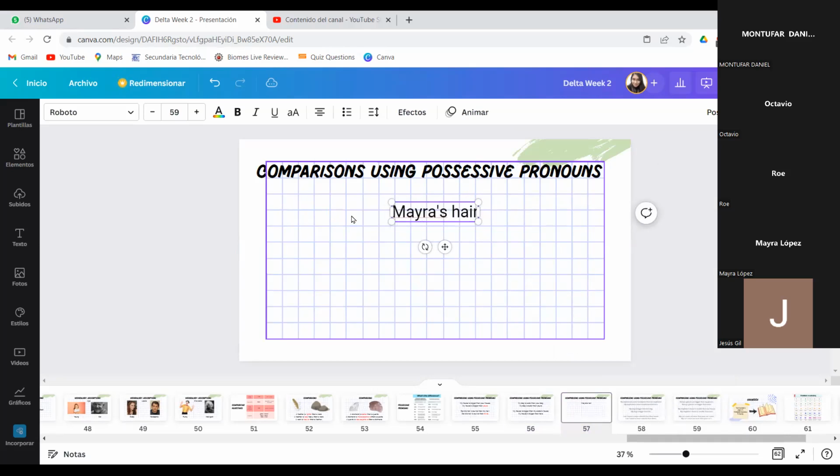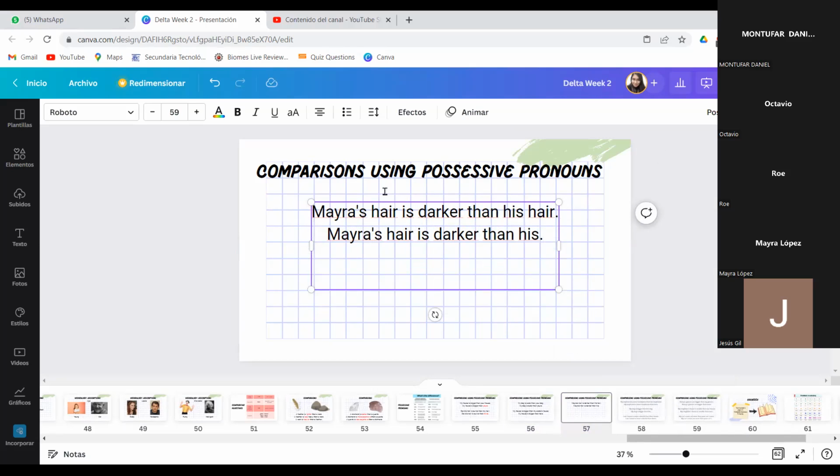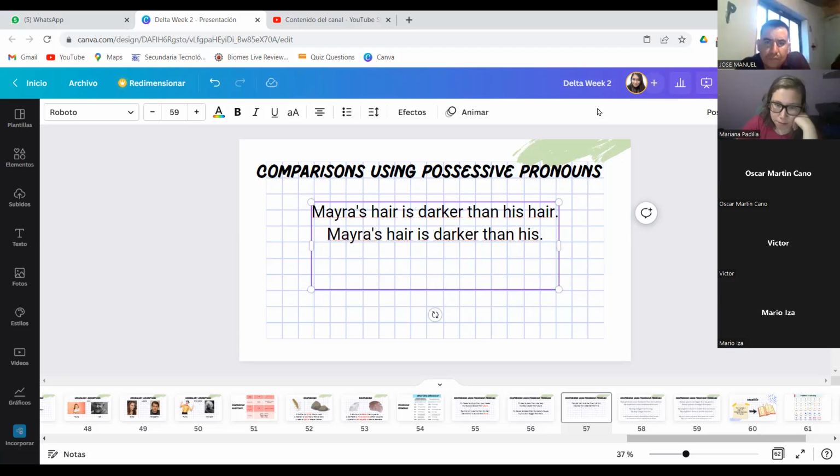Mayra's hair is darker than his hair. How do I transform this? Mayra's hair is darker than his. Excellent. That's it. Darker than his. And that's enough. Wonderful. Let's do another one.